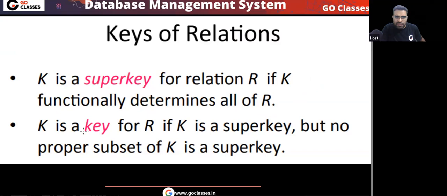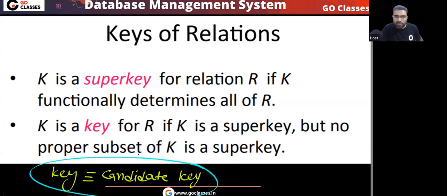Now, when can I say that this K is a candidate key? Key means candidate key. By default, whenever you see the word key, it means candidate key. So when can I say K is a candidate key for R? K is a candidate key if K is a super key, but no proper subset of K is a super key, which means no proper subset of K can determine all the attributes. So this is what we have seen.